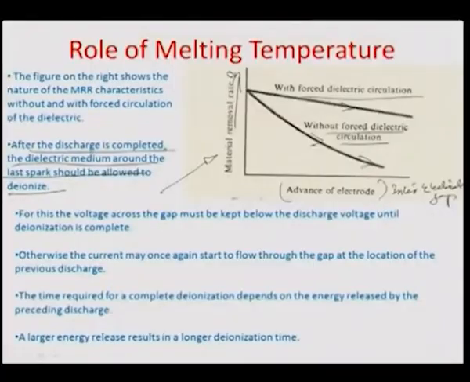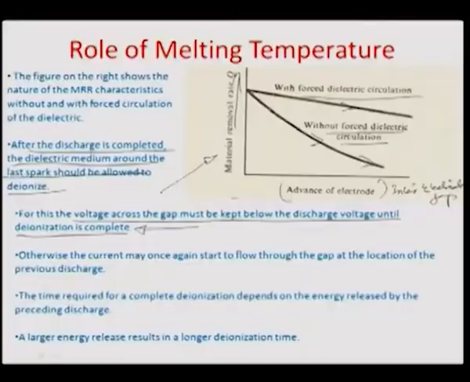So, therefore, circulation of the dielectric fluid is also critical in that way, apart from the fact that debris removal is also there. You do not hit upon the same ion column twice because of forced circulation of the dielectric fluid. There is also something that you have to ensure: the voltage across the gap must be kept below the discharge voltage until this deionization is complete. This ensures that the current does not flow in the same ion path which is highly conducting now, and at least the diffusion time for the ions to go out is provided by the system.